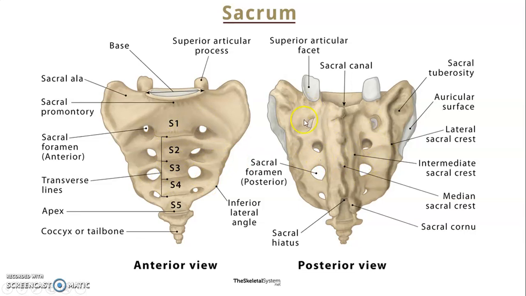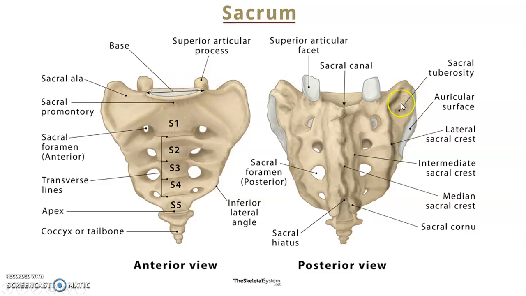So this is the dorsal surface. You can see spinous processes fused to form a median crest. Then you have your intermediate sacral crest, the sacral canal for cauda equina. And this is the base of the sacrum at the first sacral vertebra, and the anterior portion that projects into the pelvis is the sacral promontory, for obstetric purposes.